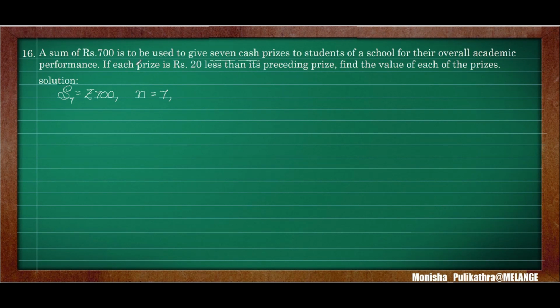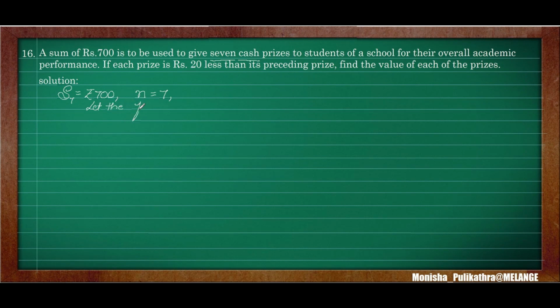Next, they have given that each prize is rupees 20 less than its preceding prize, and we need to find the value of each prize. They have not given the amount for the first prize, but the total amount of the prizes is 700. So we need to find the value of each prize from the first prize to the 7th prize.